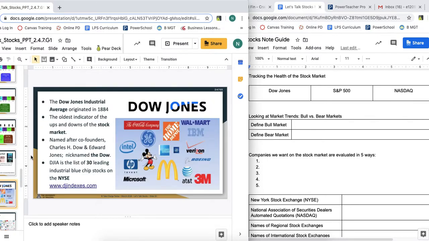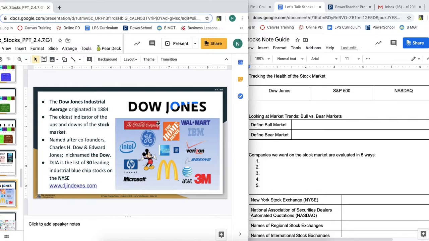So the Dow Jones was originated in 1884, and it is the oldest indicator for the ups and downs of the stock market. So this is the one that has been around the longest in order to track the health of the stock market. It is named after the two founders, and it is the list of the 30 industrial blue chip stocks on the New York Stock Exchange. So it is only the top 30, and it is only industrial blue chip stocks. So they are not going to be having the growth or the emerging stocks on there. They're only exclusively going to be the top blue chip stocks.